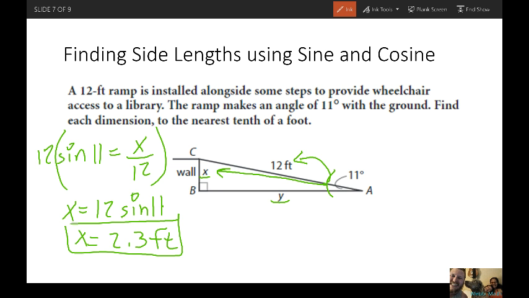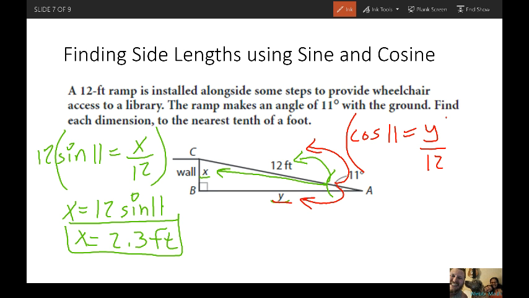Now, to find the floor, y, we're going to have to use cosine because y is the adjacent of A, and we can still use the hypotenuse. So we're going to use cosine. Cosine of 11 degrees equals adjacent, y, over the hypotenuse.